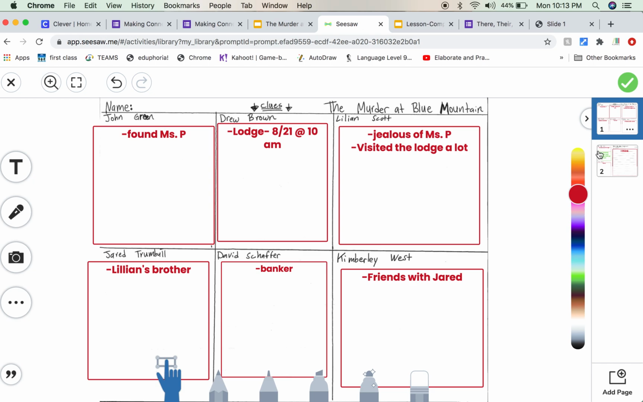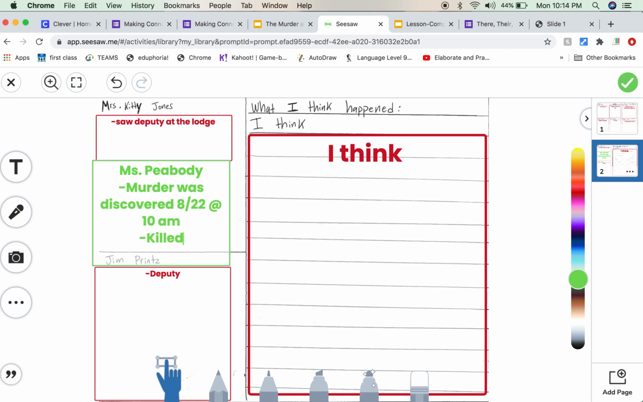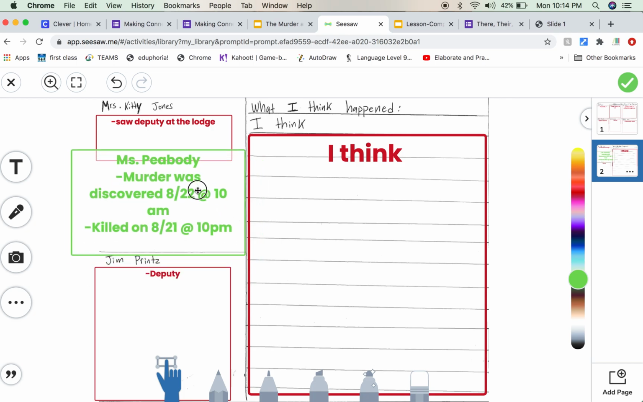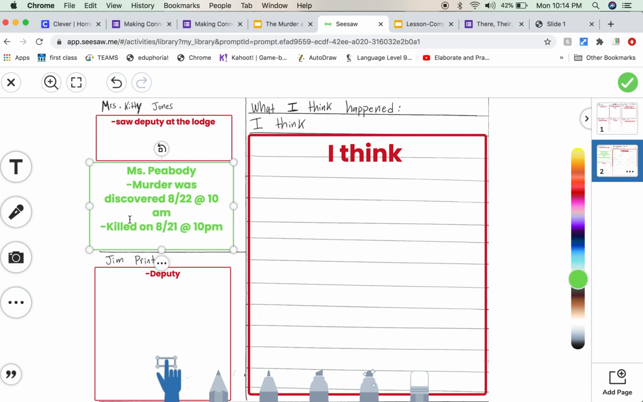So in Seesaw, let's go to page 2 and type in, murder was discovered 8/22 at 10 a.m. And we're going to type in, killed on August 21st at 10 p.m. So Miss Peabody was discovered August 22nd at 10 a.m., meaning she was killed the night before on August 21st at 10 p.m. So please write this down.